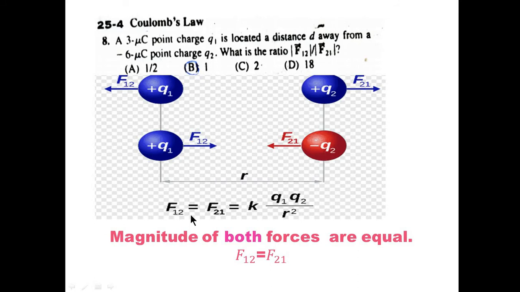So now let me make one thing clear to you. If we talk about the force of attraction or repulsion, the forces that Q1 is acting on Q2 or Q2 is acting on Q1, then these forces are basically equal in magnitude, right? And if we're taking the ratio of the magnitudes, then it would be equal to 1, as the magnitude of both forces are equal.